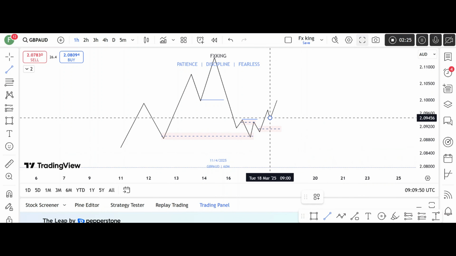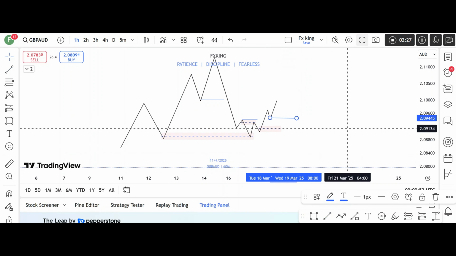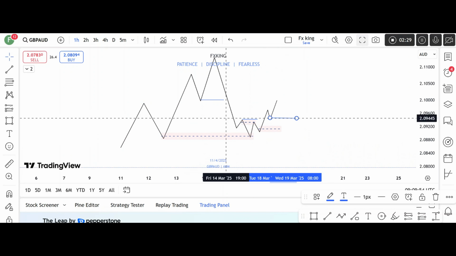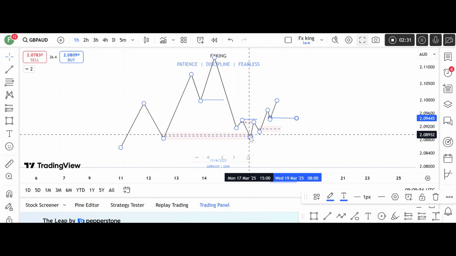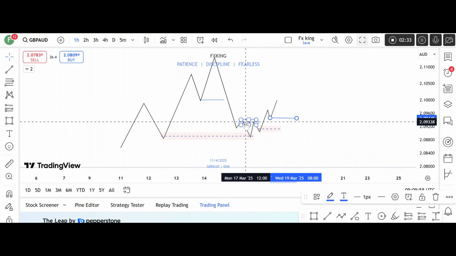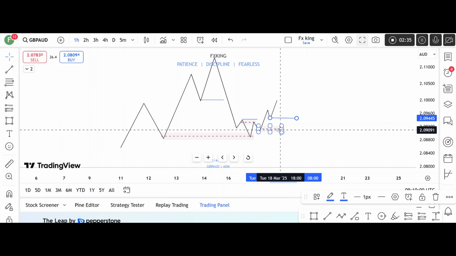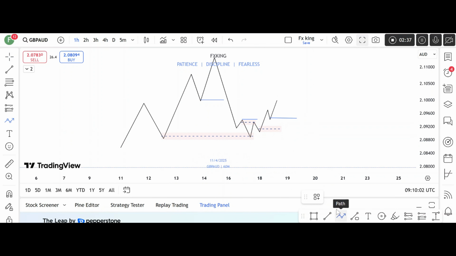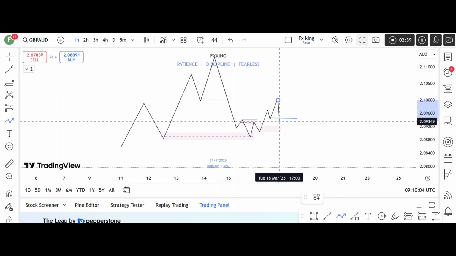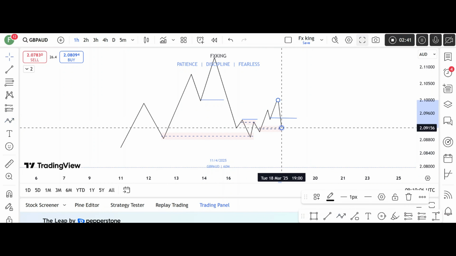First, we need an inducement to enter, because this has not taken any form of liquidity, this has not swept any form of liquidity. So there is no way for us to just enter directly. So we need an inducement to enter off this zone. So now when the market comes back down, we take our position from this zone.